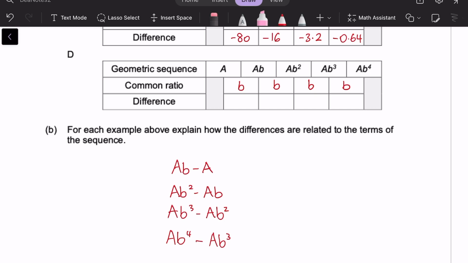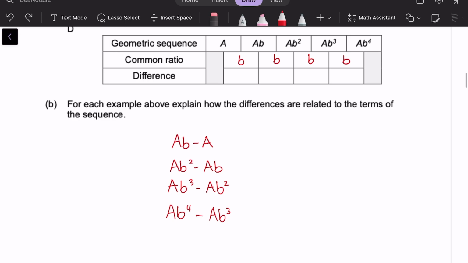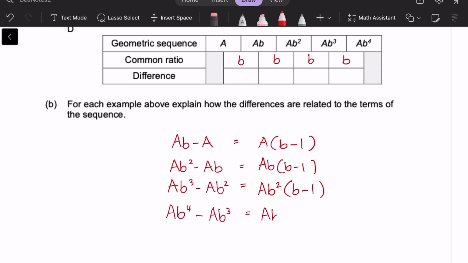But the problem here is that it's very hard to find a relationship between the difference and its corresponding term in the geometric sequence that we're given, right? So we're going to change the form of these expressions through factorization and see what happens. So I'm going to take out B minus 1. As you can see, I'm just factoring out the B minus 1, but changing the form so that we can hopefully find a pattern.